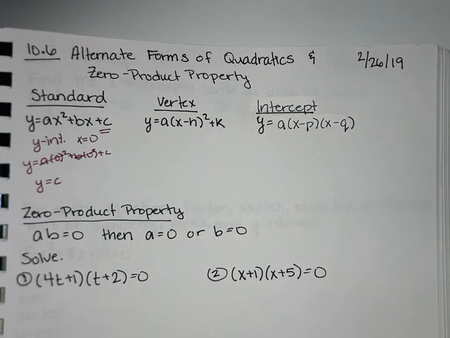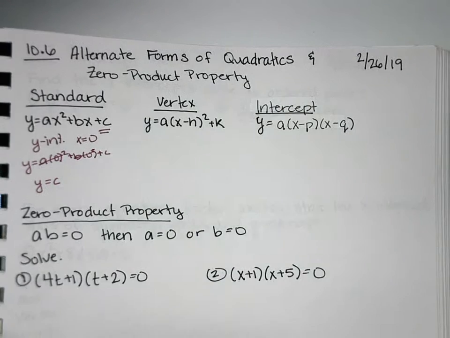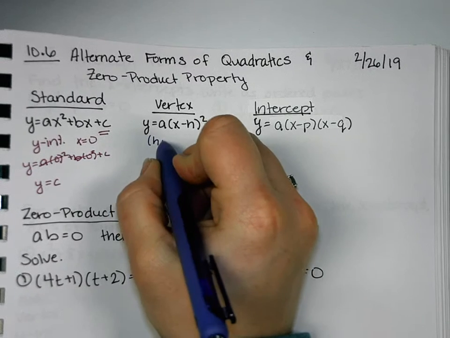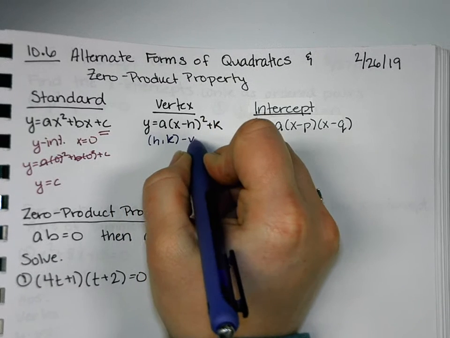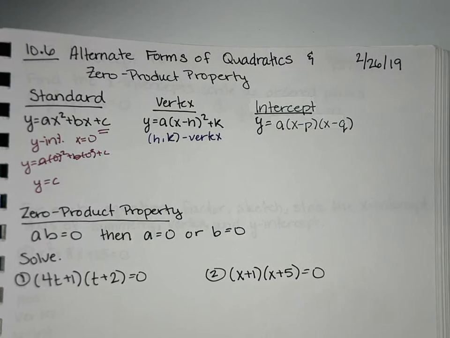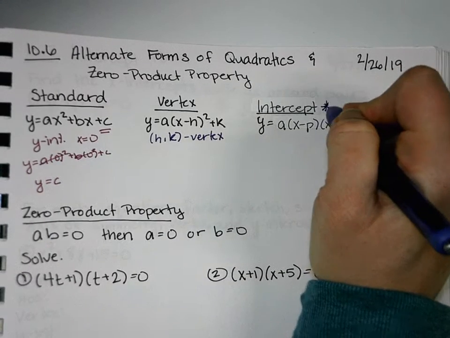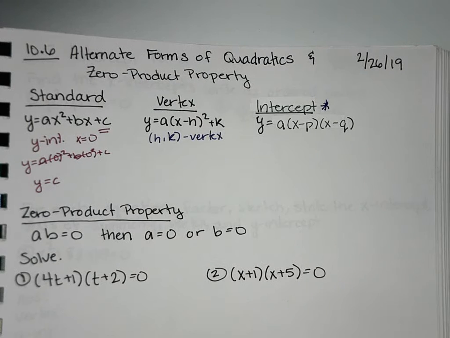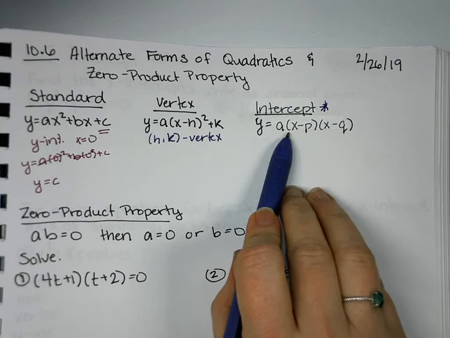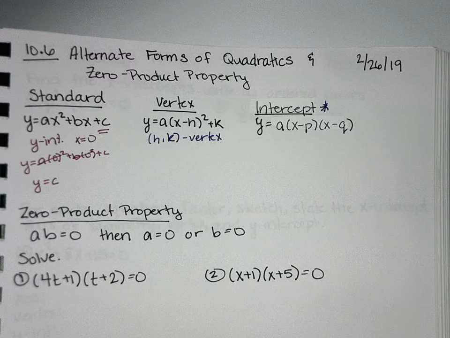We also looked at vertex form. Vertex form was how we did a lot of our graphing so far, where (h, k) was our vertex, and it helped us determine that piece of information quite easily. The third kind is called intercept form. This is what we're going to start looking at today and tomorrow. And so intercept form is when it looks like a times two things being multiplied together. This is also known as factored form.